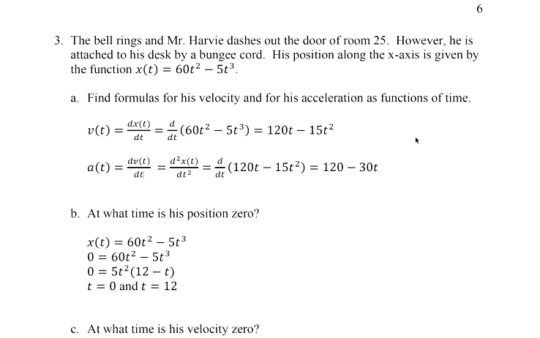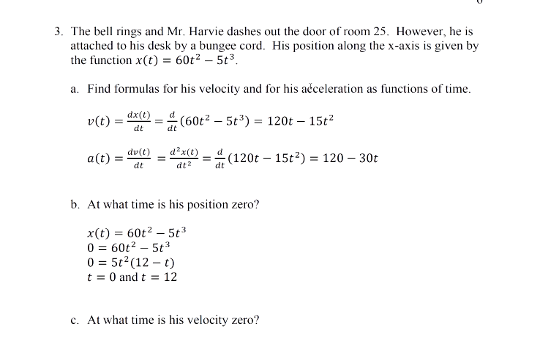Part B, at what time is his position 0? Well, we're given the equation for displacement or position. Set that equal to 0. That means the position is 0. Solve for time. And at times t equals 0 and 12, his position is 0.